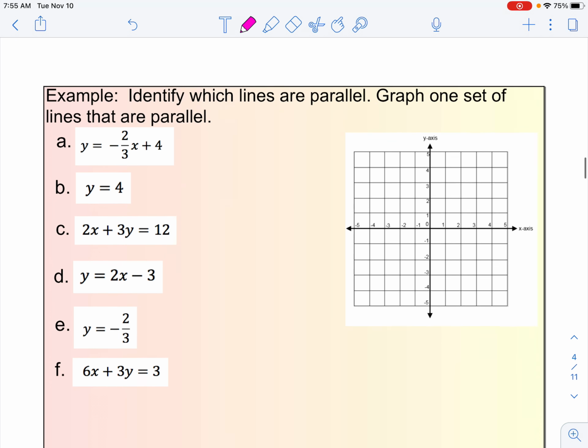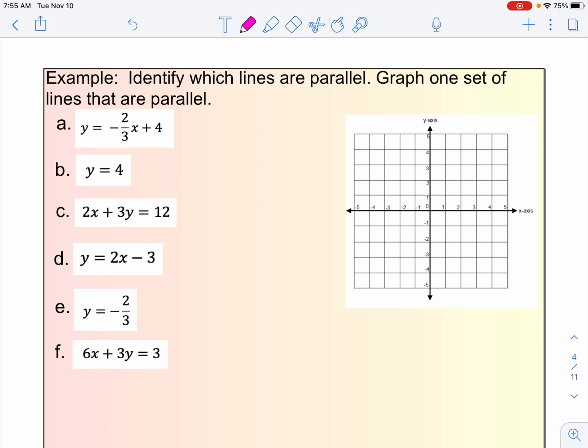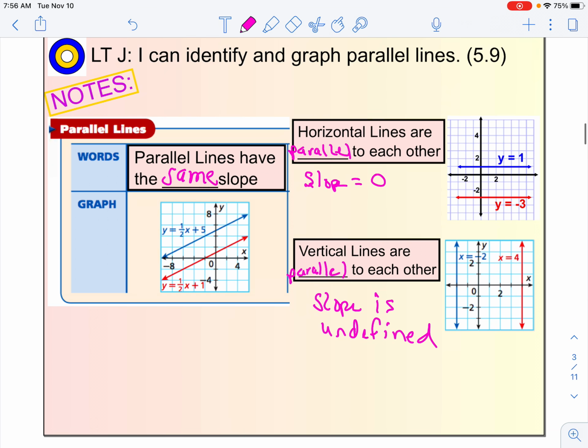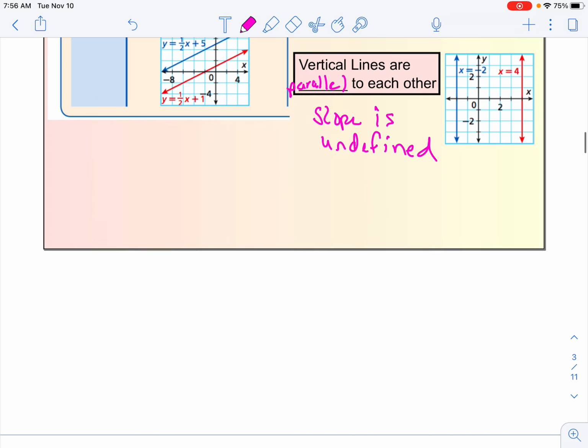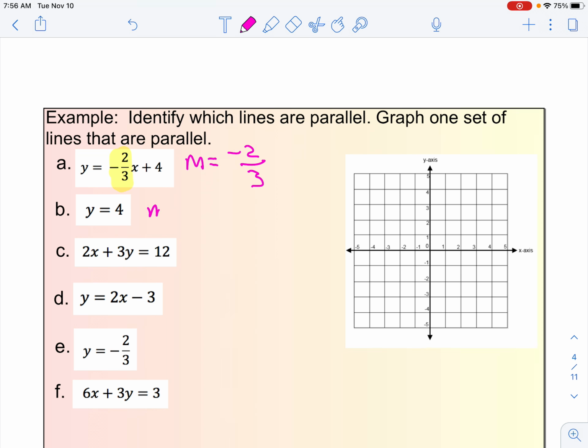All right, so for example, identify which lines are parallel. Graph one set of lines that are parallel. Well, what we're looking for is lines that have the same slope. This slope is -2/3, and that's all we have right now for that one. This doesn't even have y equals mx plus b. What kind of lines are those? Those lines go through the y-axis, so those are horizontal lines. So our slope is 0.